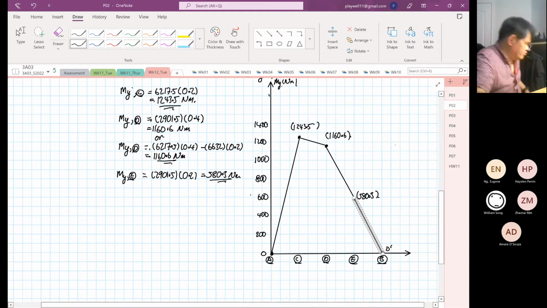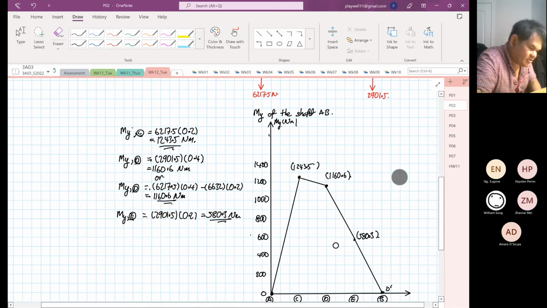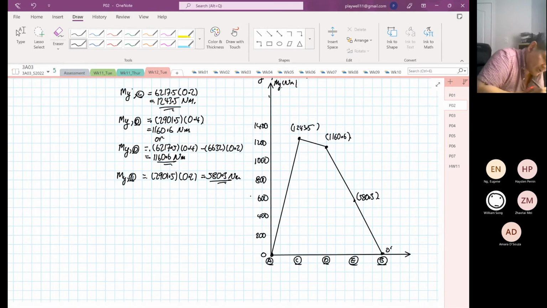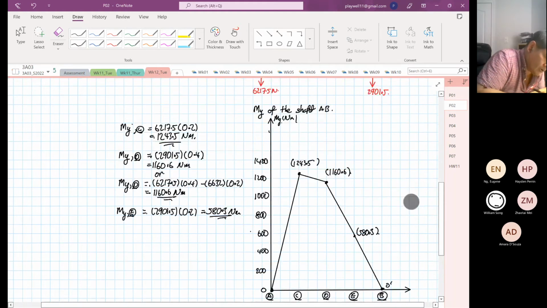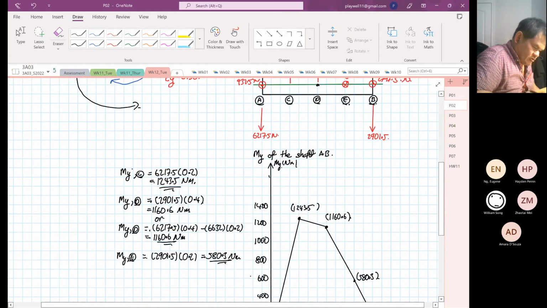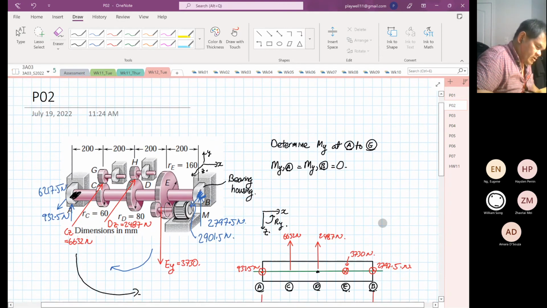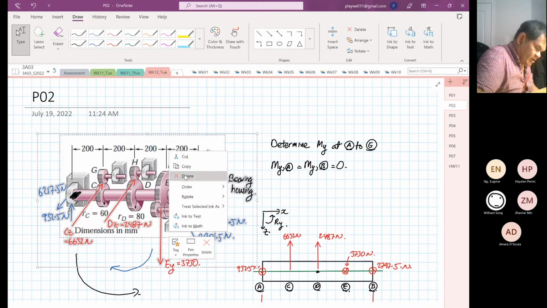So the next thing that we're going to do is calculate MZ of the shaft AB. Again, MZ, so we only need to draw the 3730. If I copy this whole thing again, then I don't need to scroll up and down. You have a headache? I do have a headache.